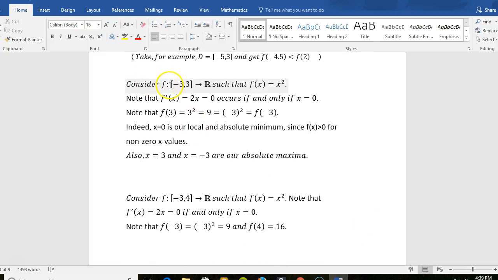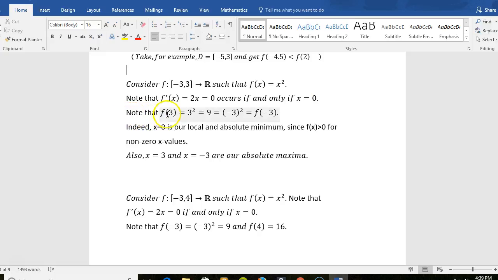So consider the function f from the closed interval -3 to 3 to R such that f of x equals x squared. Now the extreme value theorem is going to apply, since we're continuous on a closed interval. So f prime will equal 0 if and only if x equals 0.